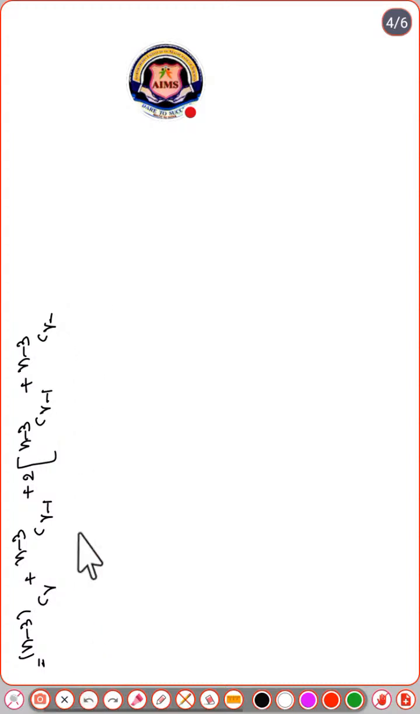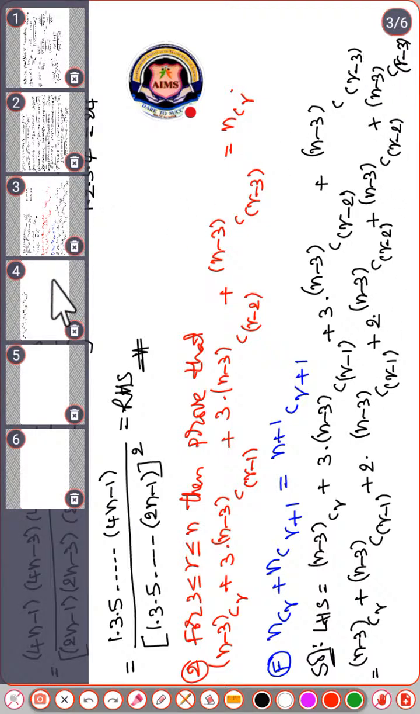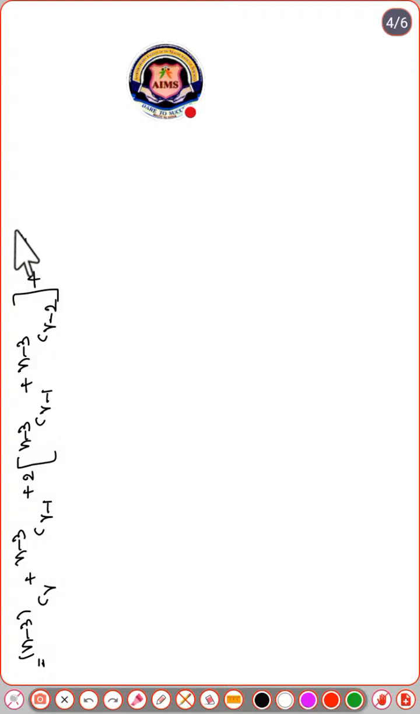One second. R minus 2 plus, again I will show you, after taking 2 common, the remaining values are the same, copy paste. n minus 3 C r minus 2 plus n minus 3 C r minus 3.